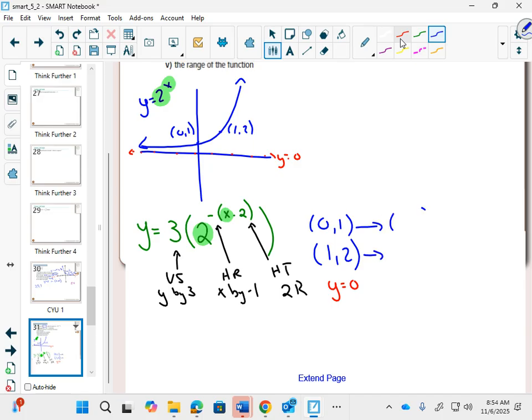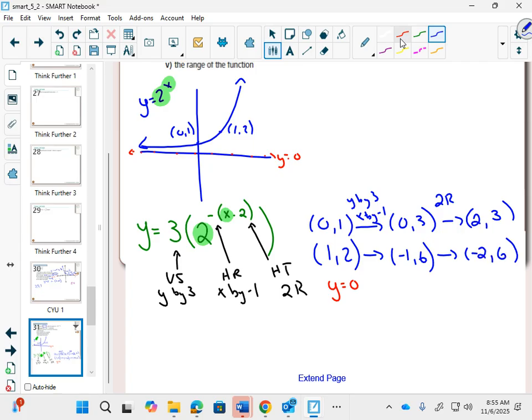We do stretches and compressions first, then translation second. Remember doing this? It's been a while. So our y values are going to get multiplied by 3, our x values by negative 1. So what's going to happen there? This will be (0, 3) and (-1, 6). And then we're going to go 2 to the right. This will be (2, 3) and (1, 6).